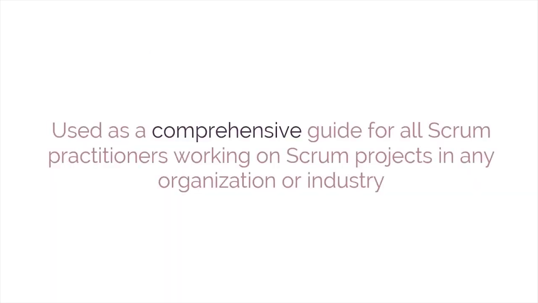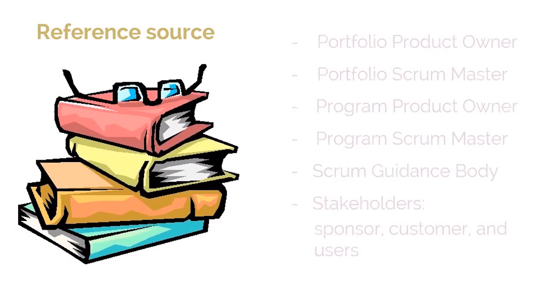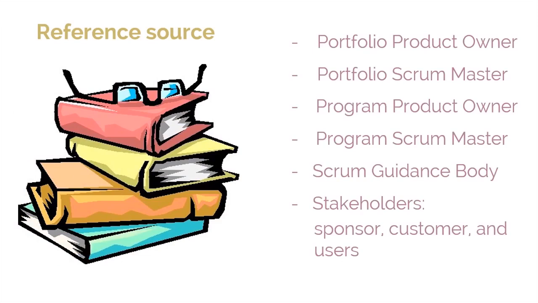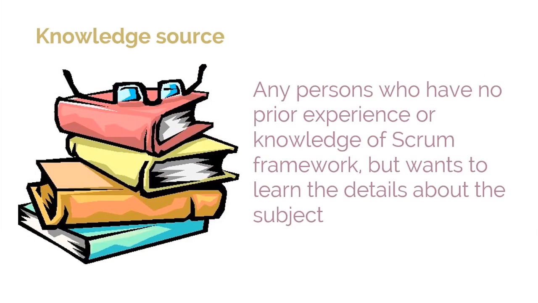It is used as a comprehensive guide for all Scrum practitioners working on Scrum projects in any organization or industry. It is a reference source for anyone interacting with the Scrum Core team, including, but not limited to, the Portfolio Product Owner, Portfolio Scrum Master, Program Product Owner, Program Scrum Master, Scrum Guidance Body, and stakeholders, such as the sponsor, customer, and users. And it is a knowledge source for any persons who have no prior experience or knowledge of Scrum framework, but want to learn the details about the subject.